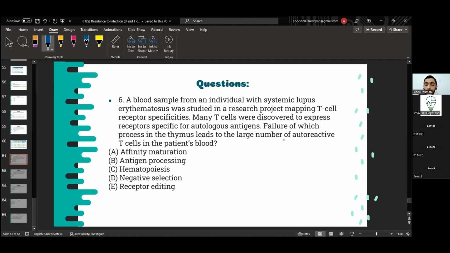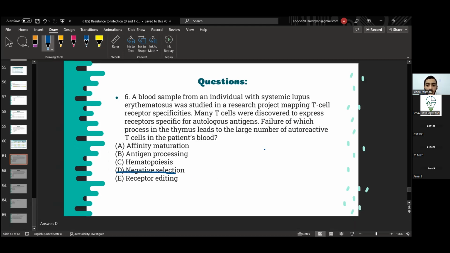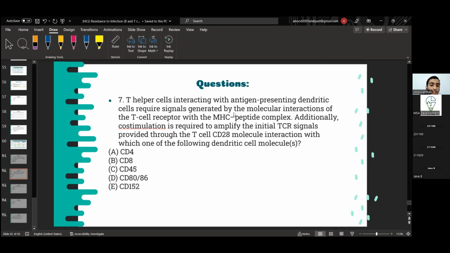Yes, you guys got it right. The correct answer is D. Why is it D? Because basically negative selection, what it does is ends the autoreactive cells. Okay. Next question. T helper cells interacting with antigen presenting dendritic cells require signals generated by the molecular interactions of the T cell receptor with the MHC peptide complex. Additionally, co-stimulation is required to amplify the initial TCR signal provided through the T cell CD28 molecule interaction with which of the following dendritic cell molecules? So your question here is CD28 interaction with what?